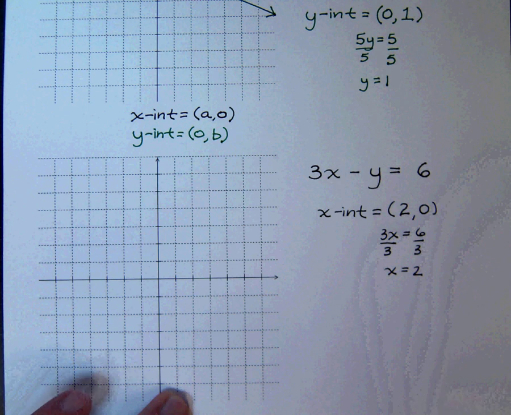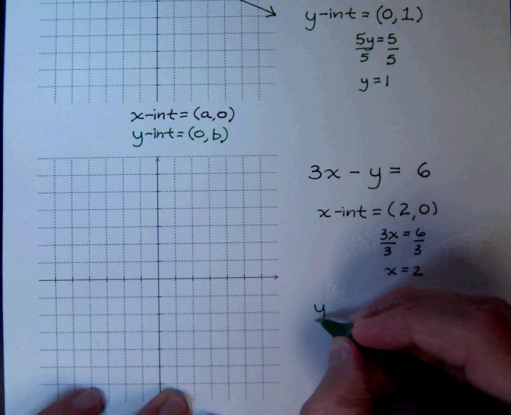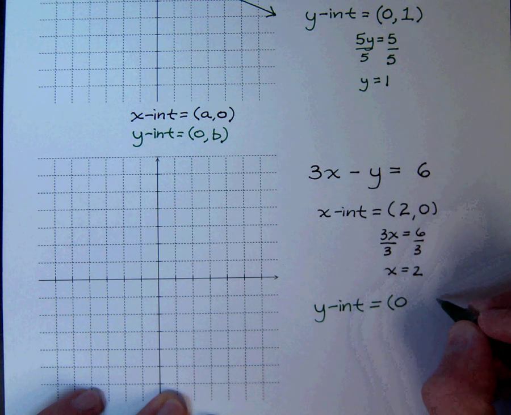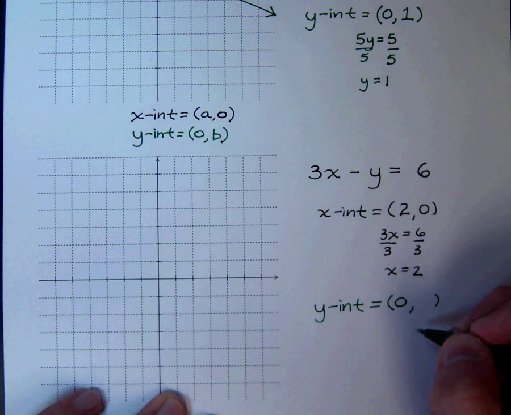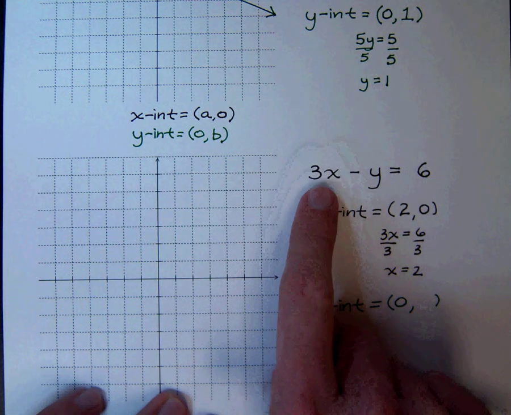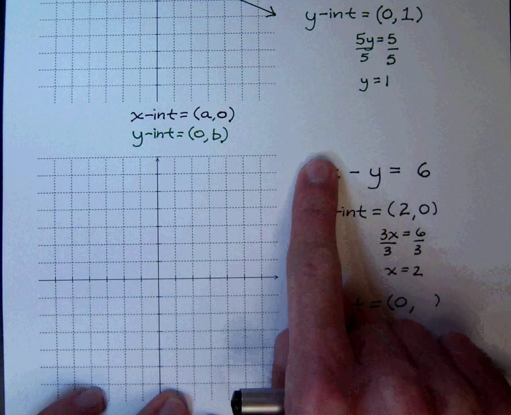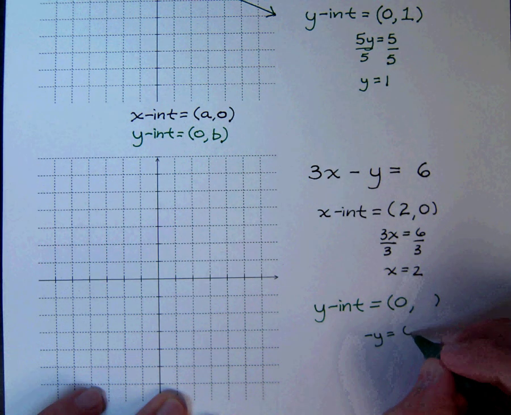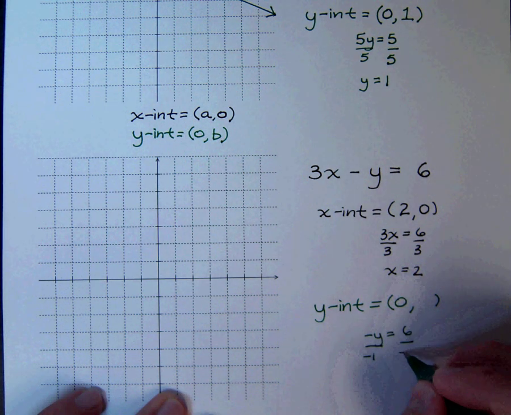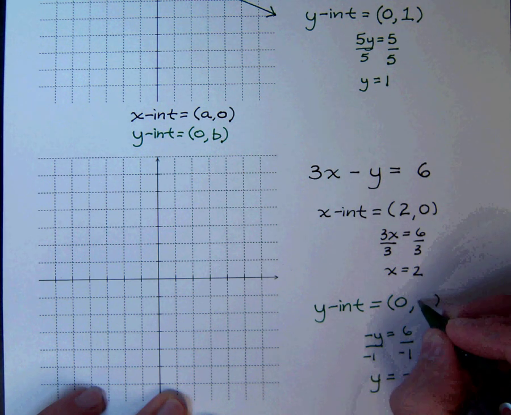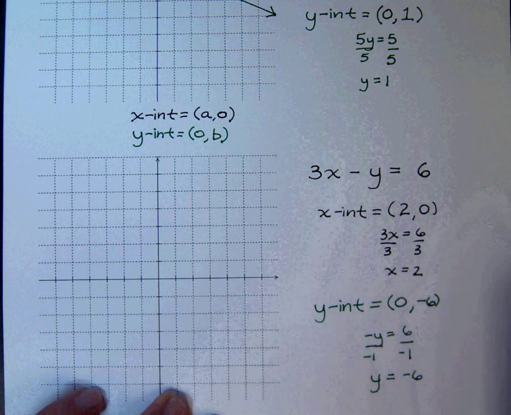And when we do the y-intercept, remember that the y-intercept has an x-coordinate of 0. We already know that. Every y-intercept is going to have an x-coordinate of 0, always. Now here, if x is 0, we cover this up. 3 times 0 is 0, and I see negative y equals 6. Well, if negative y is equal to 6, divide both sides by negative 1, and that means that y is equal to negative 6. So there is my y-intercept.